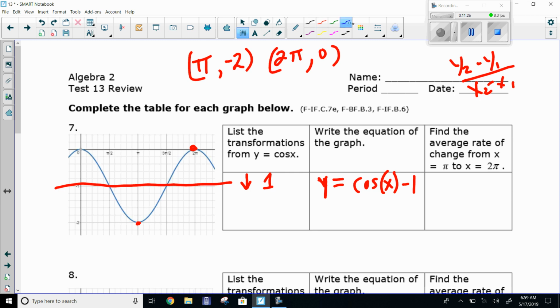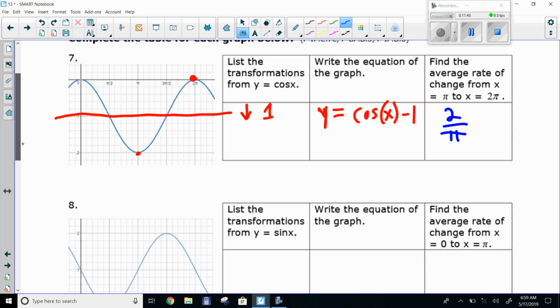So using the formula, I'll put y2 minus y1, which is 0 minus -2, and then it's going to be 2 pi minus 1 pi. So we end up with 2, because that's a positive now, over pi. So the rate of change is 2 over pi. And it's just the slope. That's what rate of change means.